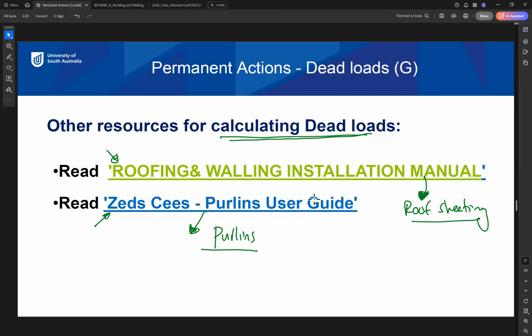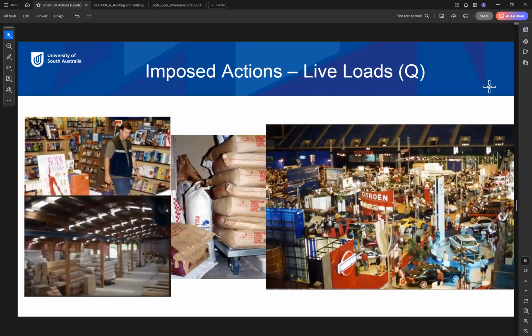Okay, thank you. So now this is our new part of the lecture, the second type of load we have in our structure, which is the imposed actions or live load. The live load takes the symbol Q, so G for dead load and Q for live load. The live load Q is something similar to here in the library. For example, the weight of this person is considered live load, so it is people, and can also be the books.